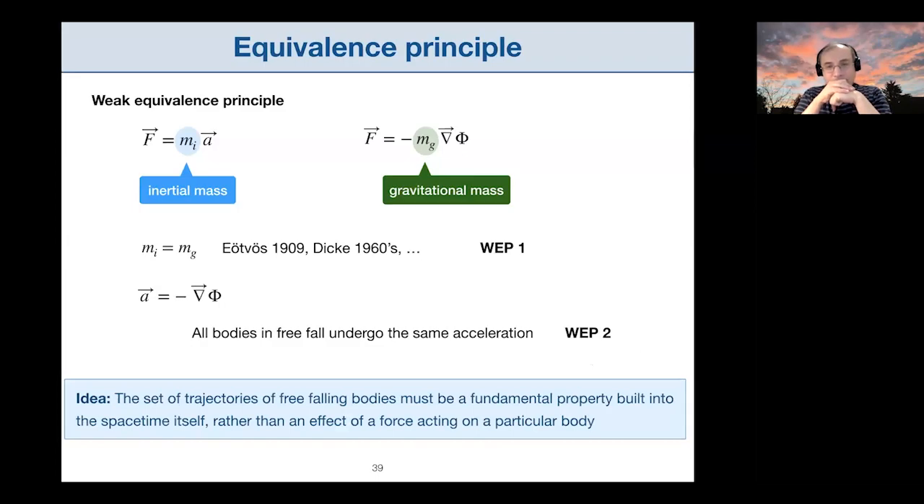Now, this observation provokes the following idea. The set of trajectories of free-falling bodies must be something very fundamental. In electromagnetism, there is no such thing as trajectories of bodies in free fall, because bodies with different charge behave differently. But bodies with different masses in the gravitational field behave in the same way. So maybe the set of trajectories of free-falling bodies should not be considered an effect of a force, but rather some kind of fundamental property of space-time itself, somehow built into this notion itself, rather than an effect of a force acting on a particular body.